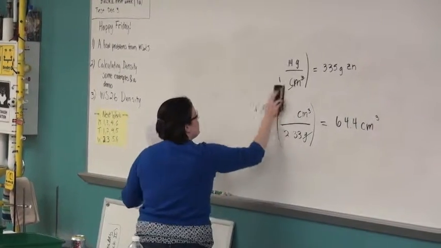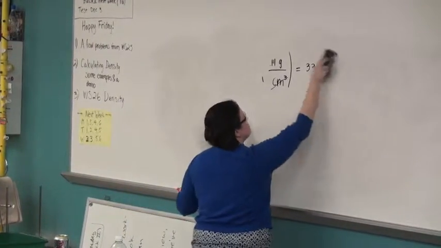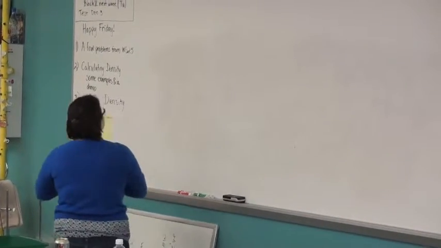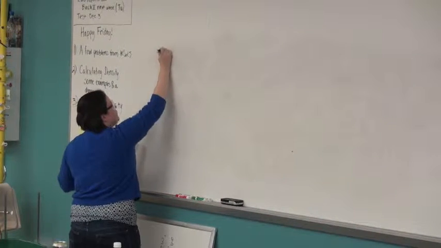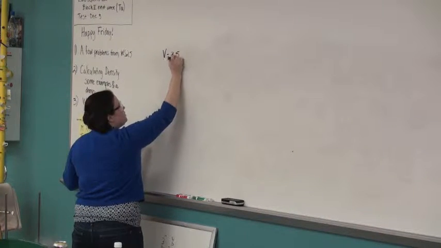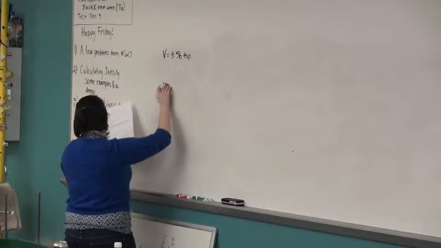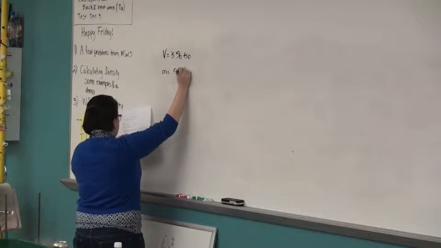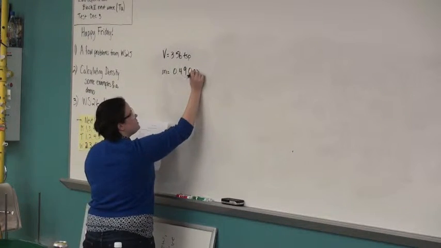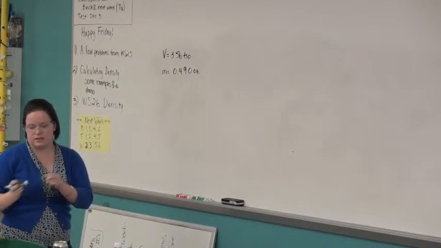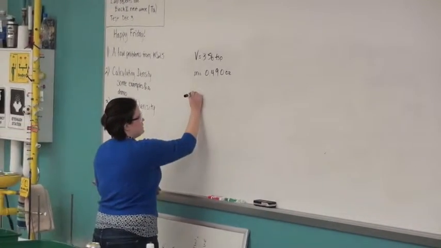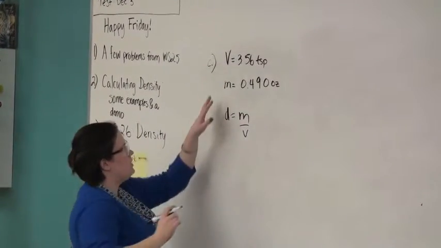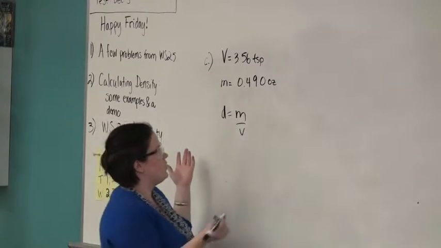So this problem says that I have 3.56 teaspoons. So that's volume, 3.56 teaspoons. And the mass is 0.490 ounces. So the first thing is I need to set up the density. So density, remember, equals mass over volume. So I need this on top and this on the bottom. That's the very first thing.